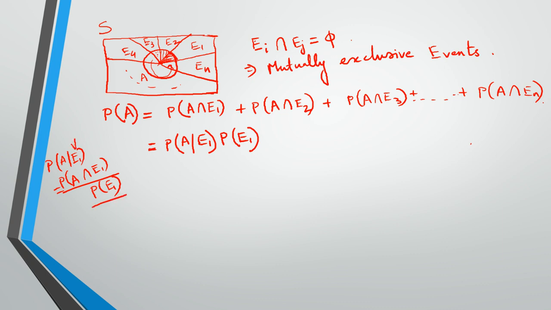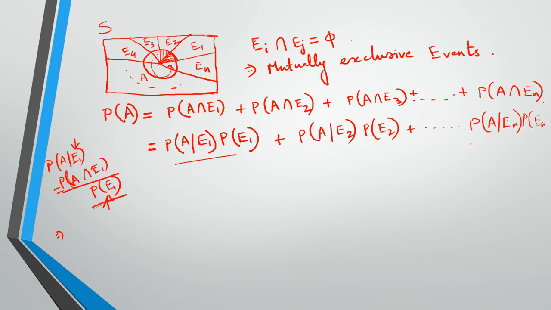Basically, when E1 is given, this becomes the sample space, P of E1, and A intersection E1 is only the part where A is intersecting with E1, that should be in the numerator. So that gives us P of A intersection E1 equals P of A given E1 times P of E1, right? Similarly, P of A intersection E2 is P of A given E2 times P of E2. Like this we will write the last term as P of A intersection En times P of En.